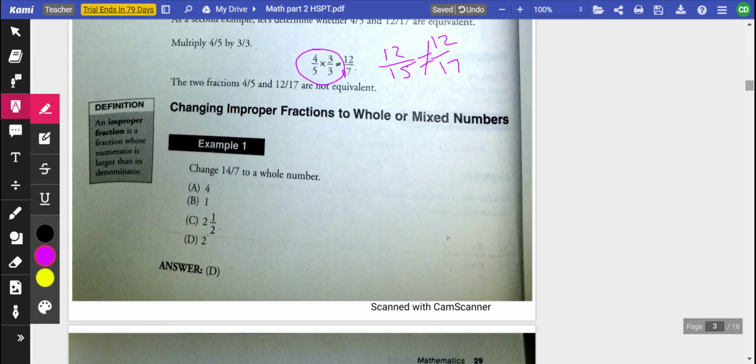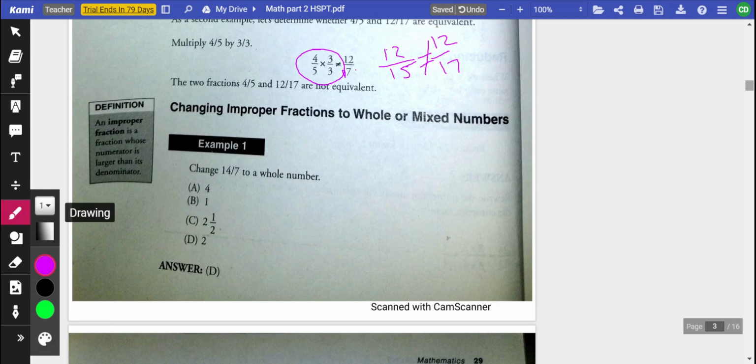So then let's look at this. Oh my goodness, this one's so easy. Next one, changing improper fractions to whole or mixed numbers. Obviously, you're going to divide. For example 1, change 14/7 to a whole number. This one's easy. What's 14 divided by 7? It's 2. That's it. Don't overthink it.